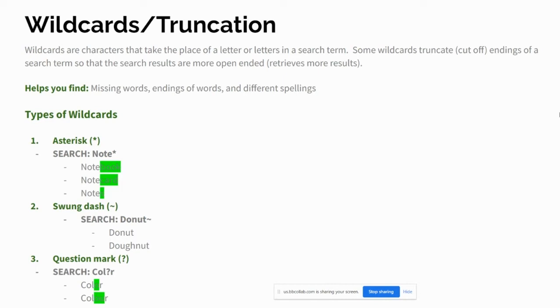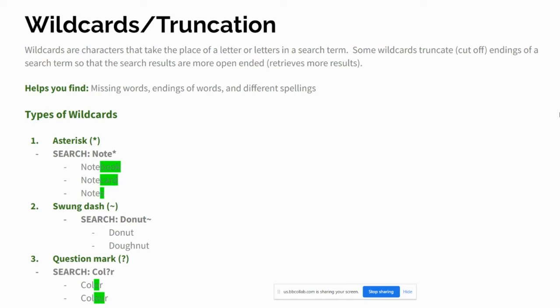The question mark is going to help you with missing words or spellings in some cases. One example that I have here is the word color. And this is going to search for words spelled with color, C-O-L-O-R, and then also a slightly different spelling, C-O-L-O-U-R. And so what this question mark did is you're basically asking the database what letter fits in that spot. And so what the database does with that question mark is it retrieves all of the possible endings or letters that may fit in that spot.